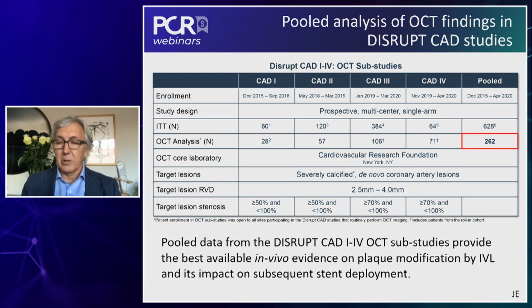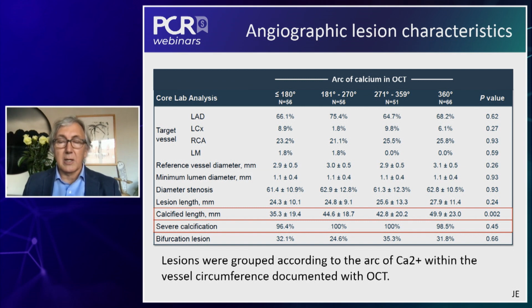You can see that in total there are something like 262 lesions included in this study. In this and the next slides, I'm going to show you the data obtained by grouping the lesions into those that have up to 180 degrees of the circumference of the vessel with calcific plaque by OCT, a very accurate technique to look for calcium. Then from that to 270 degrees, nearly to 360, and then circumferential, 360 degrees of calcium.